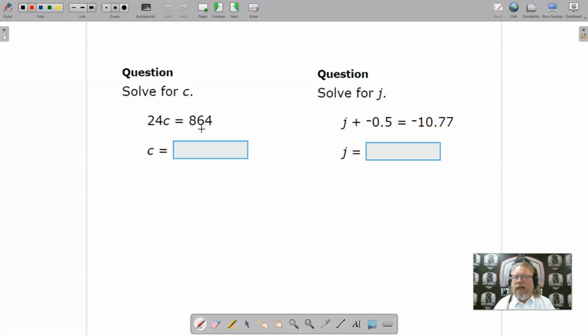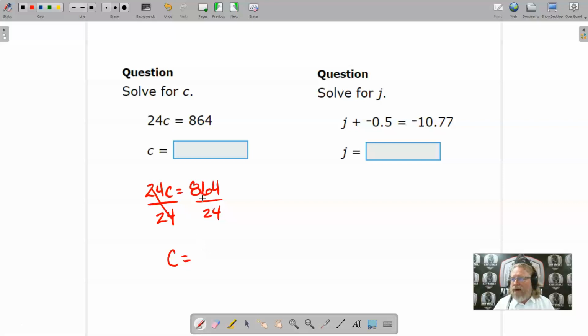Here we have 24c equals 864. And the c is related to the 24 through multiplication. The opposite operation is division. Every fraction is a division problem. And we're going to divide by the very number we wish to get rid of, which is 24. And what we do to one side, we need to do to the other. So the 24s are going to cancel each other, leaving us with just c on the left.